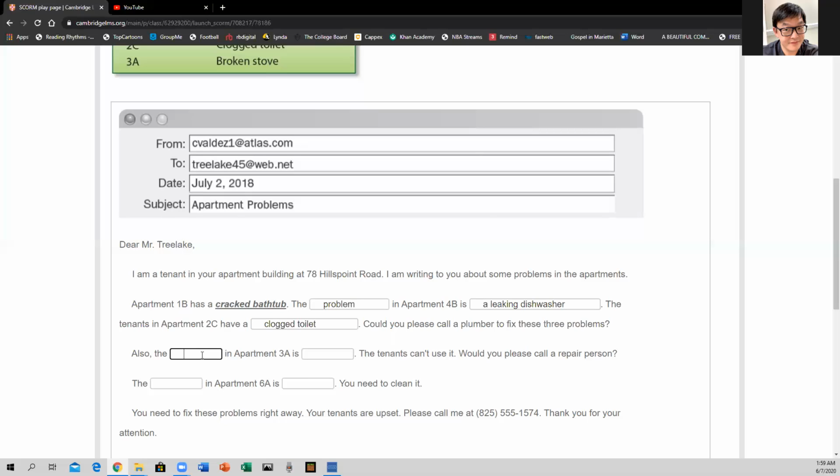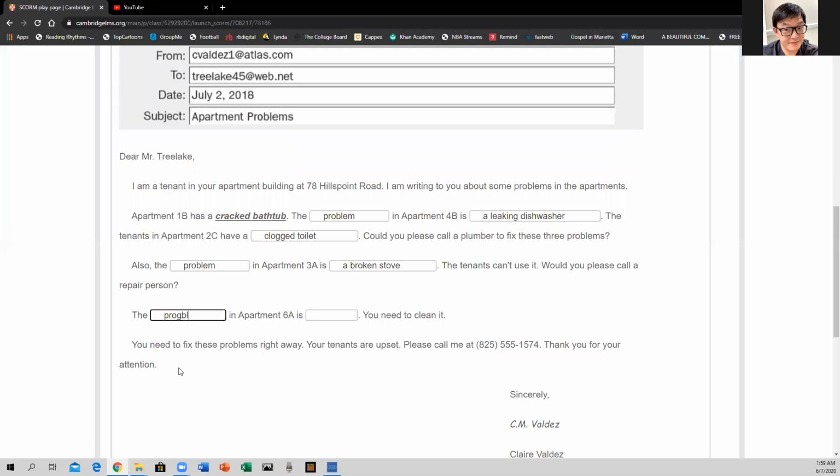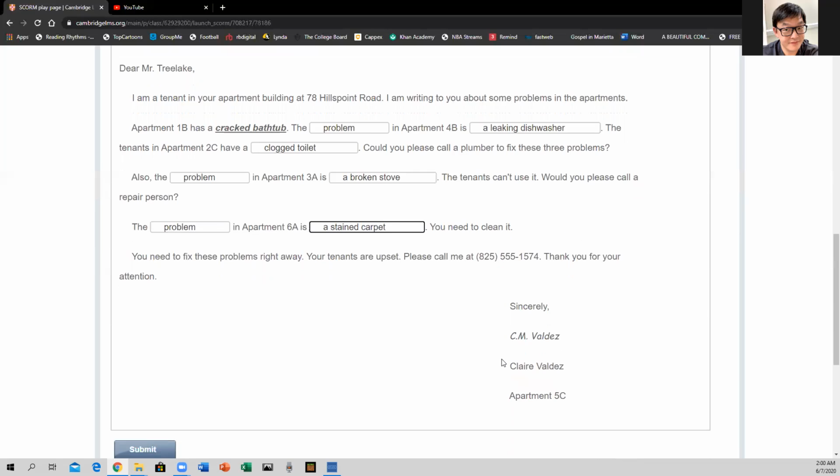Also, the problem in apartment 3A is a broken stove. The tenants can't use it. Would you please call a repair person? Again, the problem in apartment 6A is a stained carpet. You need to clean it. You need to fix these problems right away. Your tenants are upset. Please call me at 825-555-1574. Thank you for your attention. Sincerely, Claire Valdez, apartment 5C.